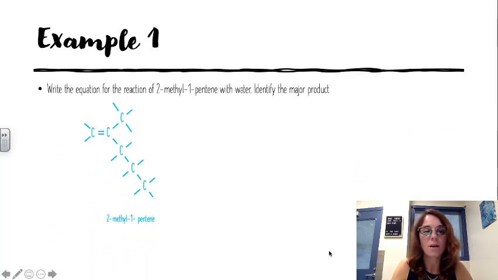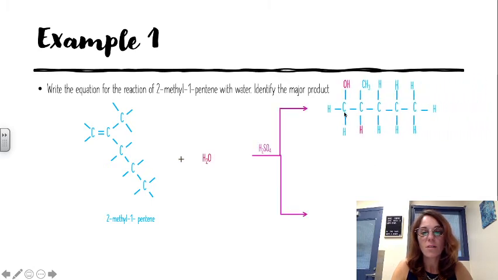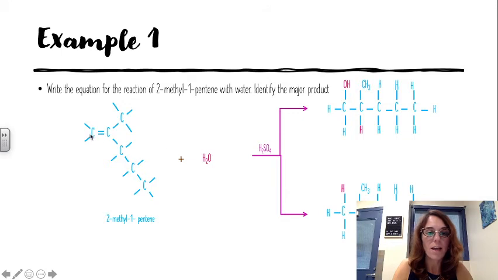Okay, so here's what's going on. There's our 2-methyl 1-pentene plus water. Here, I can either have the hydrogen bonding to the second carbon, which you see there, and the hydroxyl bonding to the first carbon, which you see here, or I can have the hydrogen bonding to the first carbon, which is there, and the hydroxyl bonding to the second carbon, which is there. This second product is my major product according to Markovnikov's rule, because this carbon already has 2 hydrogens, so the rich get richer and it gets more hydrogens.